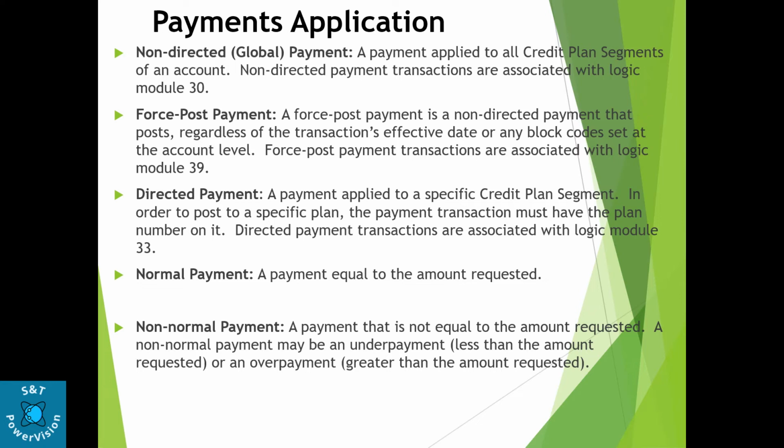Directed payment: a payment applied to a specific credit plan segment. In order to post to a specific plan, the payment transaction must have the plan number on it. The directed payment transactions are associated with logic module 33. Normal payment: a payment equal to the amount requested. Non-normal payment: a payment that is not equal to the amount requested. A non-normal payment may be an underpayment, less than the amount requested, or an overpayment, greater than the amount requested.